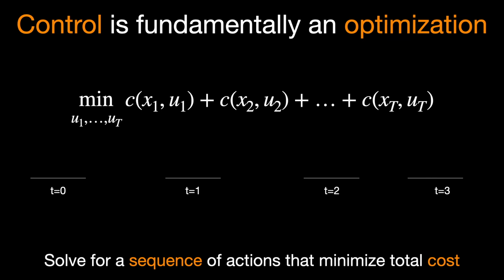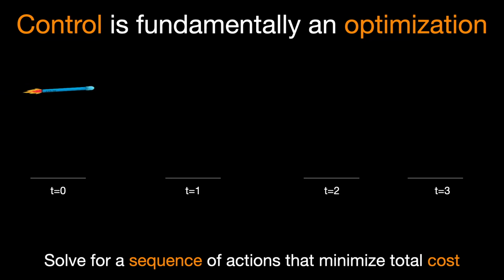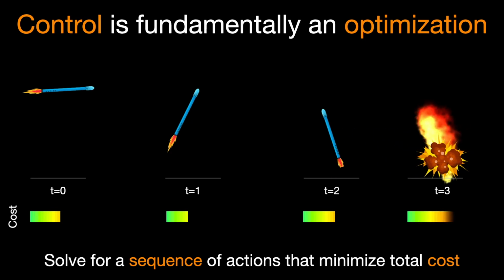Take our rocket at t equal to 0. We're going to try a candidate sequence of actions. The cost can be how far away it is from landing, plus how much fuel we are burning. It's large because the rocket is far from the ground and in the wrong orientation. At t equal to 1, the rocket straightens out, so the cost starts to go down. But at t equal to 2, it overshoots and the cost jumps back up and continues rising. Till at t equal to 3, the rocket crashes and burns.